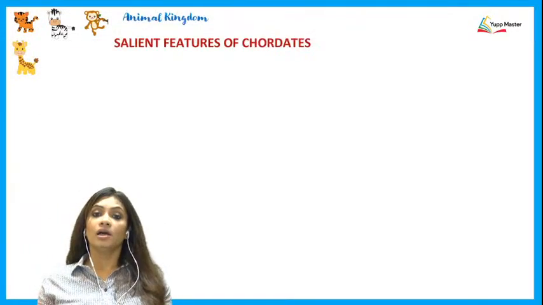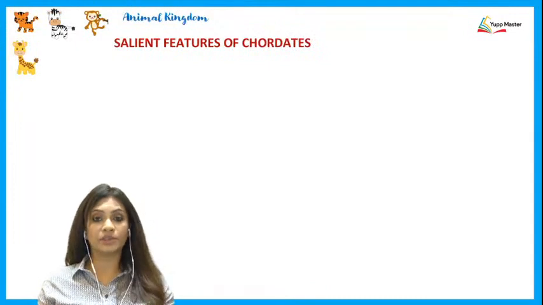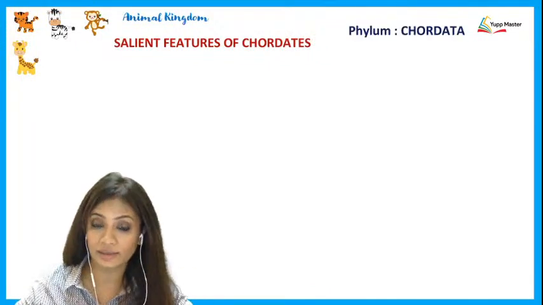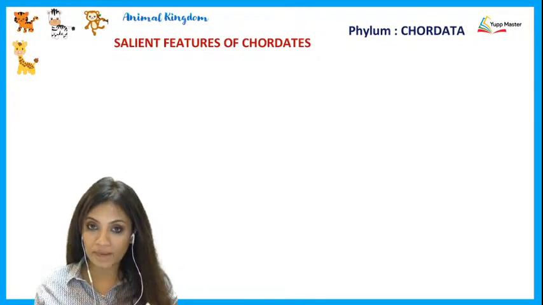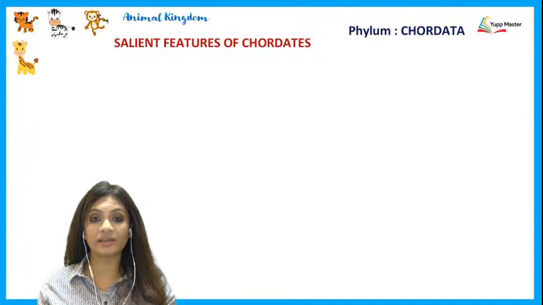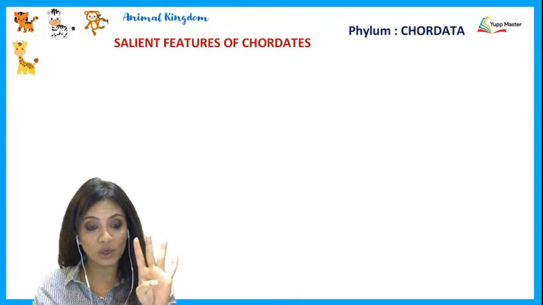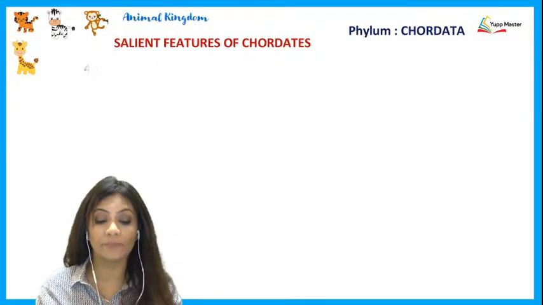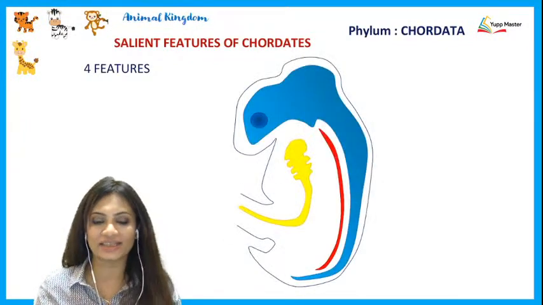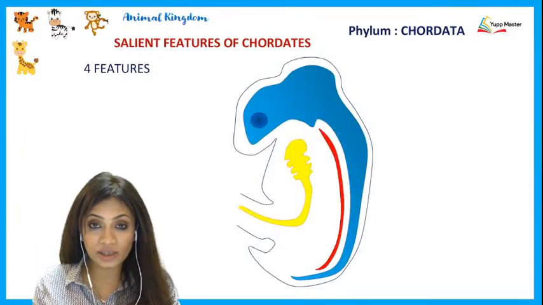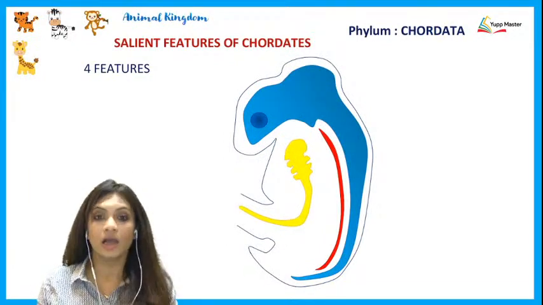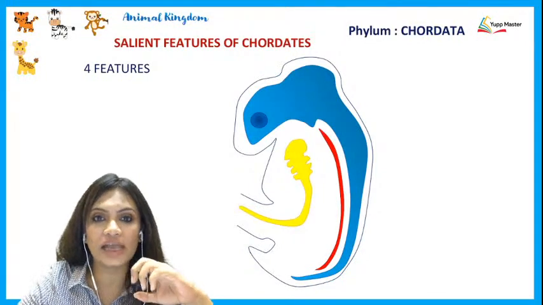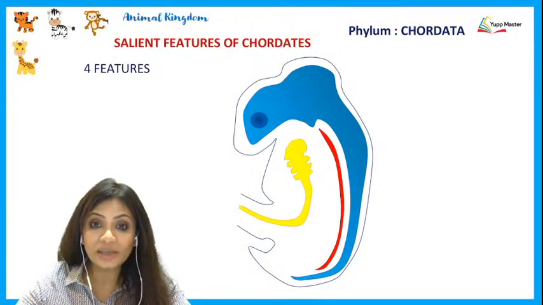All right, now we continue ahead. If I want to say that a particular organism belongs to the phylum Chordata, then there need to be basically 4 salient features present. Which are these 4 salient features? Let's see here. This diagram that you see here is going to represent the basic structure of any chordate. Any chordate means any chordate.